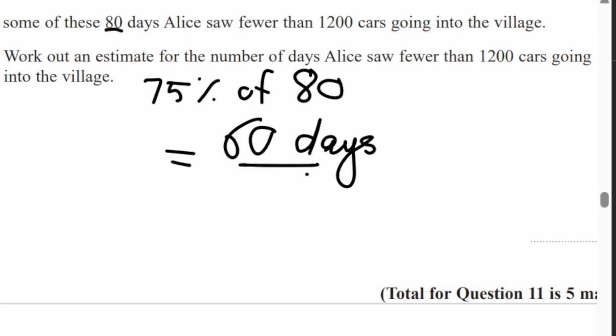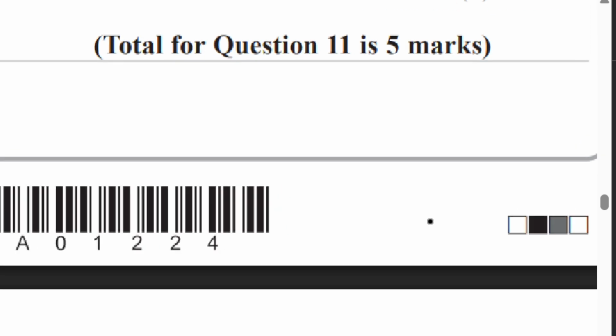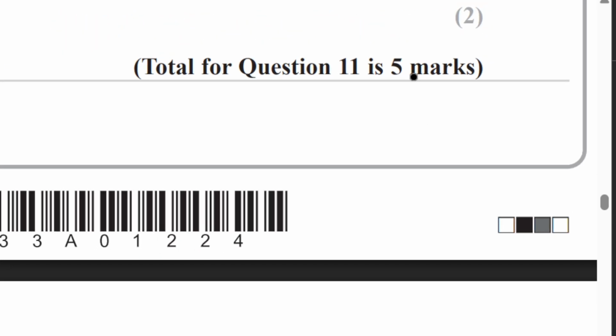So always try to be careful, read the question. I almost got it wrong because I just didn't read carefully. So reading the question is important. What's the question asking? The number of days. Since it's all 80 days, we just need to find 75% of 80. So this is just 4 marks for now. We got the 4 marks, full 5 marks. Let's go to the next question.